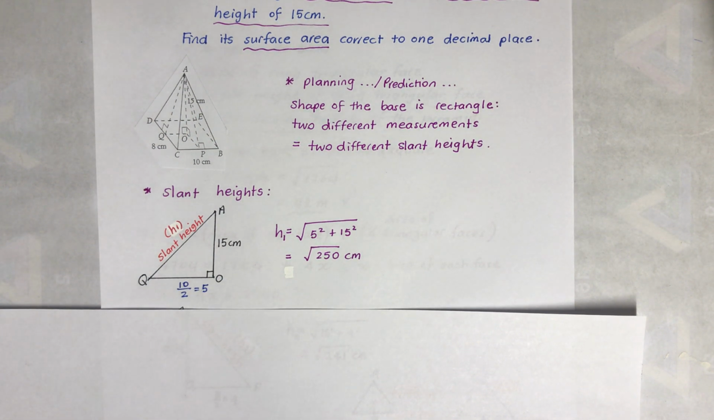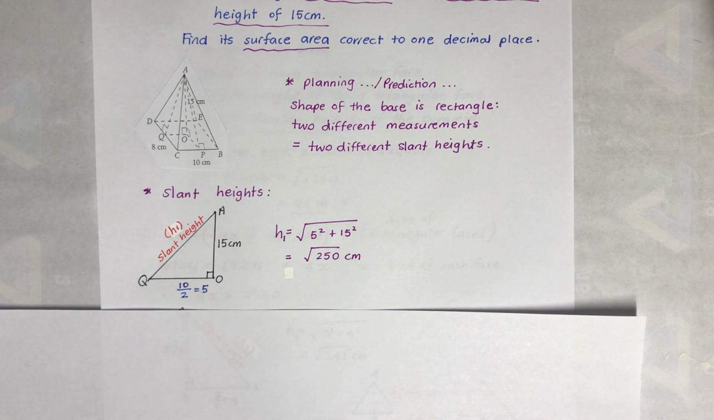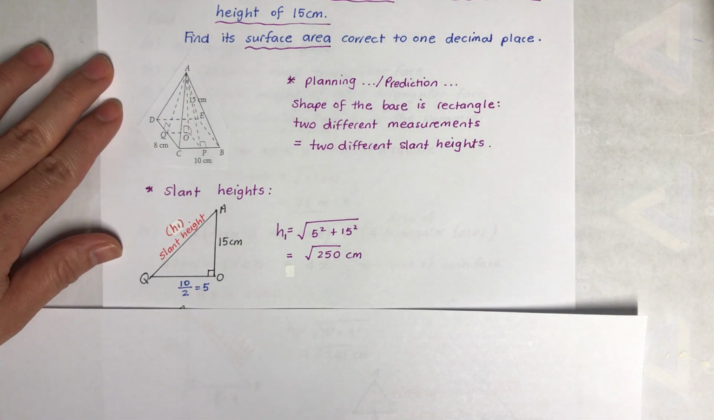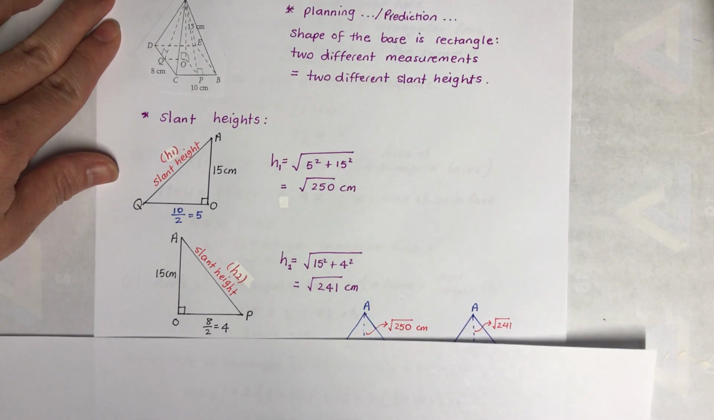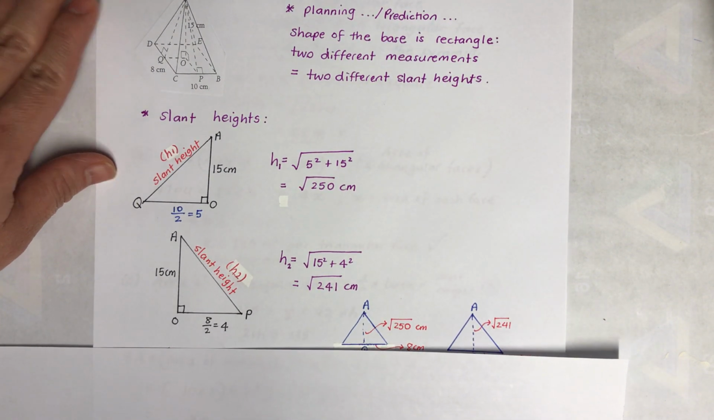I'm going to call it H1 for one of the slant heights, because there will be another one. And that's square root of 250. I'm going to just keep it like that because it looks neater. If I start doing it in decimals, it's going to be a little bit messy to do the working out. So I'm going to leave it like that for the time being.